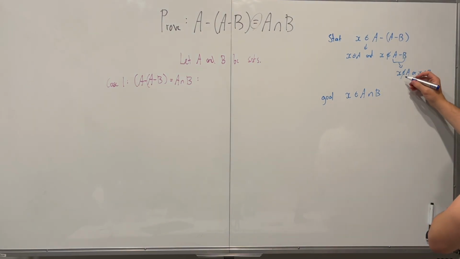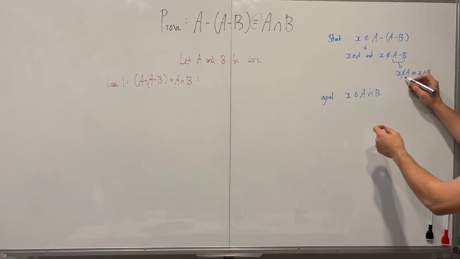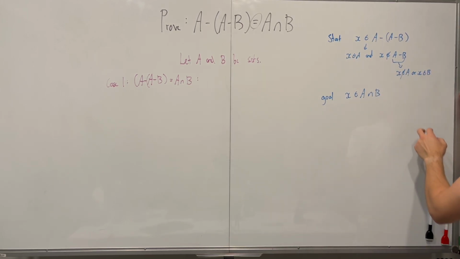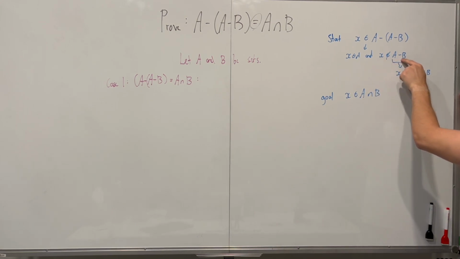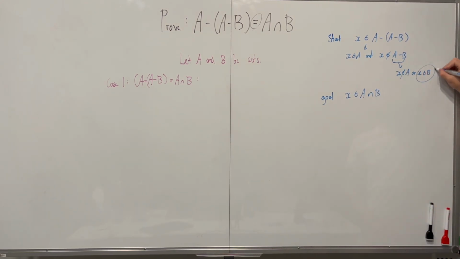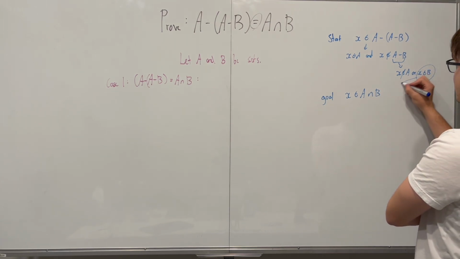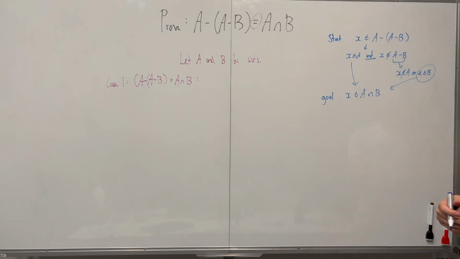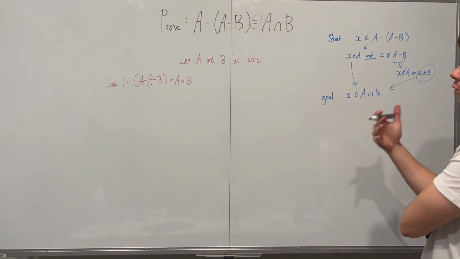Now we know X cannot not be in A because we've already confirmed X is in A. So the only way for X to not be in this set is for X to actually be in B. So this means that when we say this, X is in B and X is in A, so we get to our goal. So let's put that into actual words.